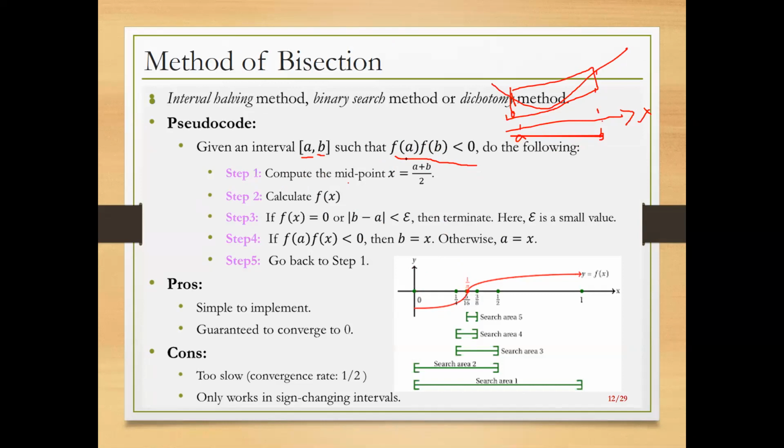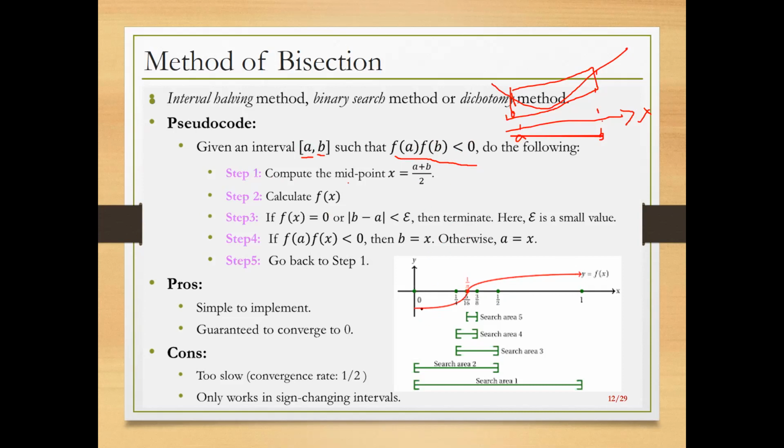So you take the functional value at A, the functional value at B, and take the product. If it is a negative sign, okay, then do something. If it's negative, it means that these 2 points are on opposite sides. One is above the x-axis, the other one is below the x-axis. Is it right? That's why their signs are different.